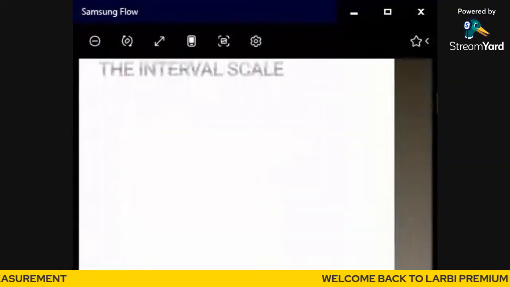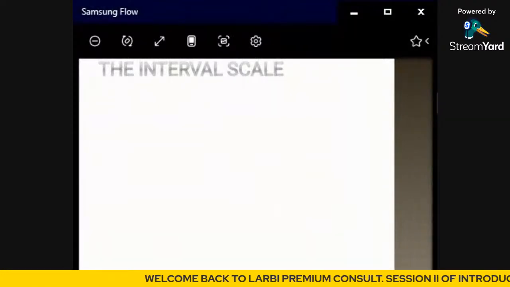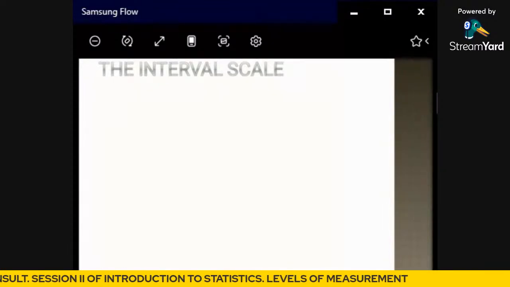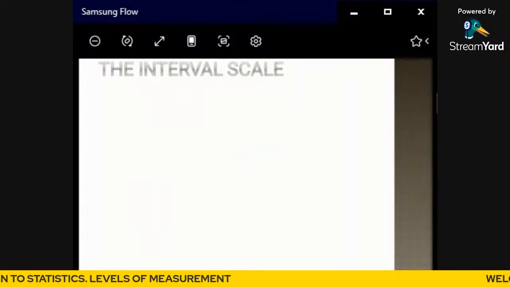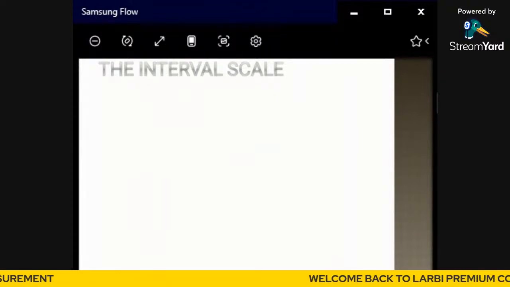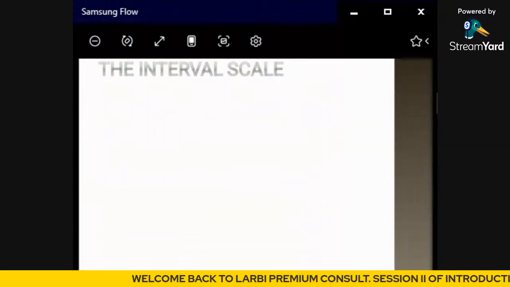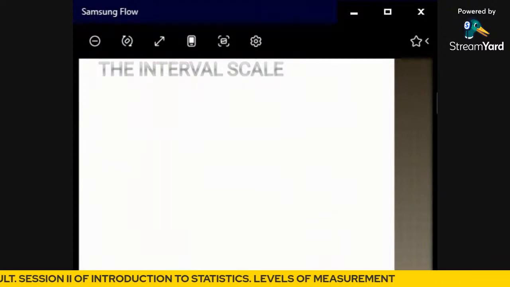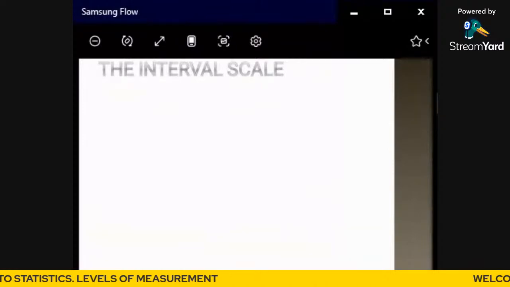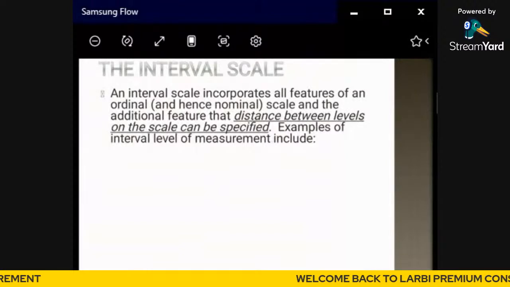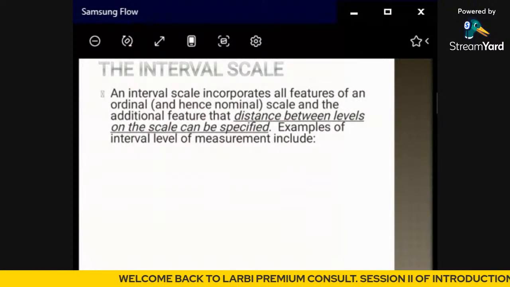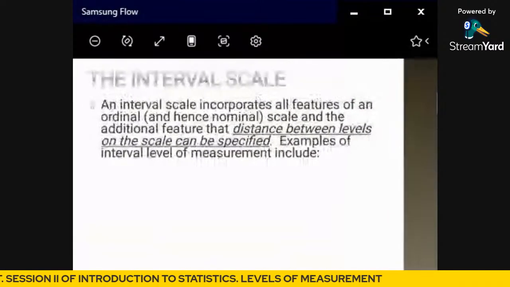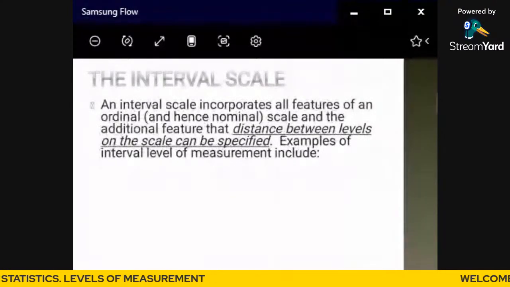When it comes to the interval, the limitation of the ordinary level that the interval solves is that the ordinary level doesn't take into account the distance between one set of data and another. There is no specific measurement of distance that exists between one set of data and another. That is what the interval scale measures. So it incorporates all the properties of the nominal and the ordinary with the additional property that it takes into account the distance between one set of data and another. The interval scale incorporates all the features of the ordinary and hence the nominal scale, with the additional feature that the distance between the levels of the scale can be specified.